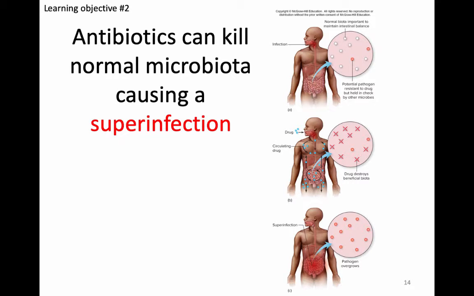So this is what would happen if an antimicrobial is taken that does kill the normal microbiota. In some cases, when the normal microbiota is killed or taken out of balance, this can cause other microbiota that are present in the host to overgrow, which will make the host sick, causing a super infection.